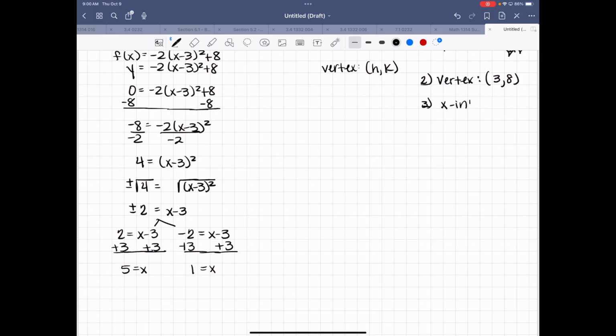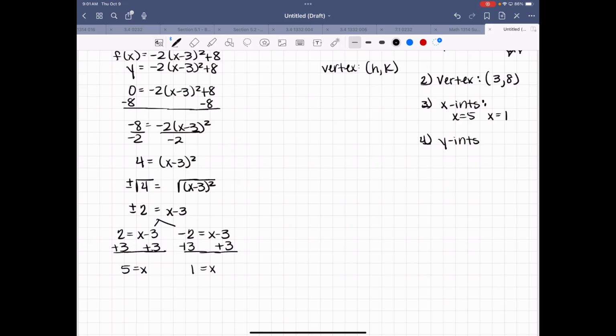X-intercepts are at x equals 5, x equals 1. Okay? Now it says we need to find our y-intercepts. I think that was step 4. Was that step 4, y-intercepts? Okay.